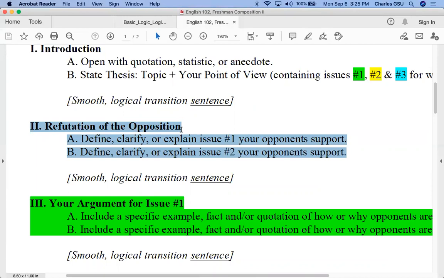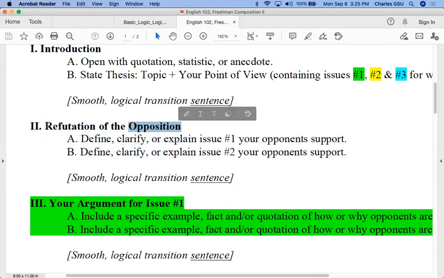That is probably those who don't support the Black Lives Matter movement or racial equality in general. So you would need to define and clearly explain one or two issues here of your opponents, your opposition. And refutation is a fancy argumentative persuasive term for the rejection of your opponents.